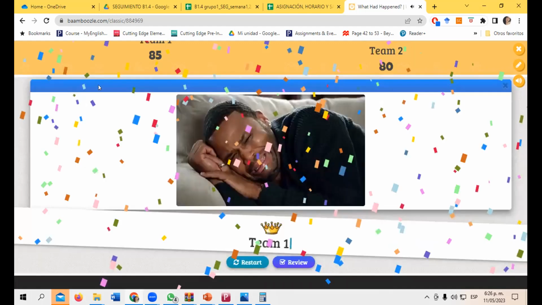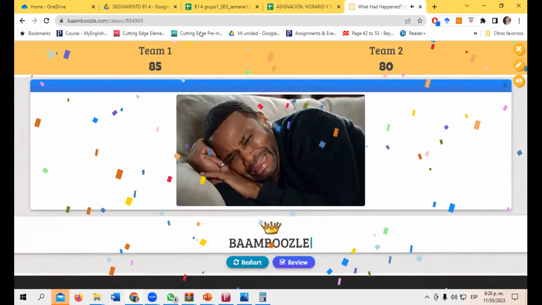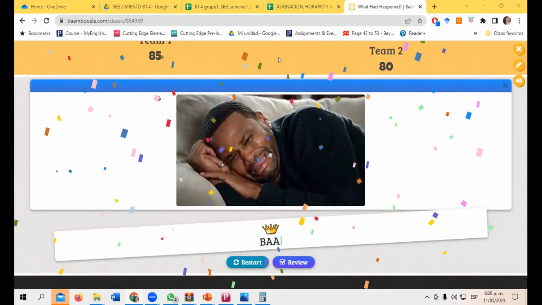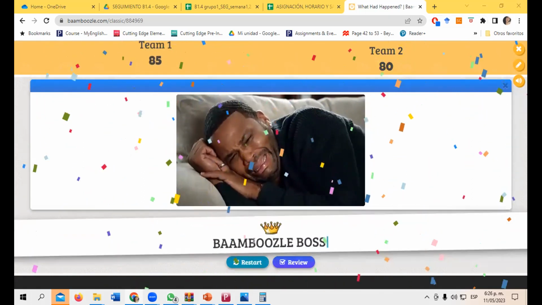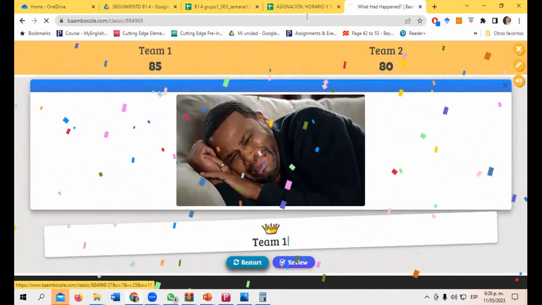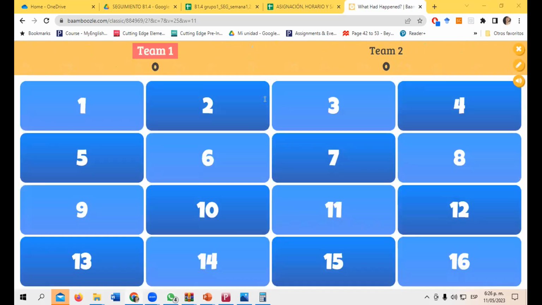Okay, the winners today are team number 1. Well done, guys. So I hope that this activity helped you a little more with the narrative tenses, so you can see the use in different sentences or contexts, right? El tema que vimos de los tiempos narrativos son útiles cuando estamos contando historias, ¿no? Siempre usamos el pasado simple o continuo o el pasado perfecto.